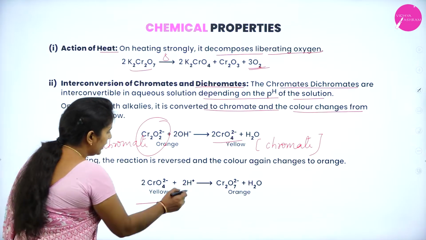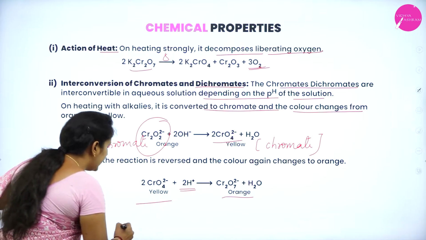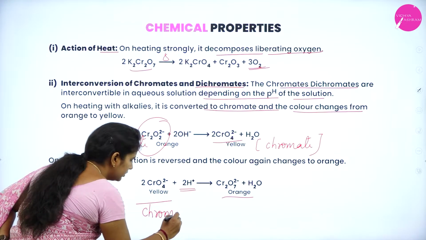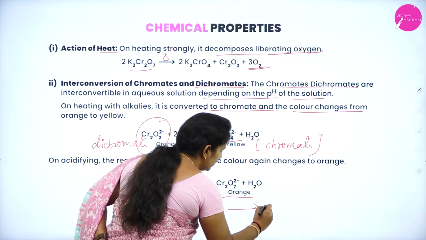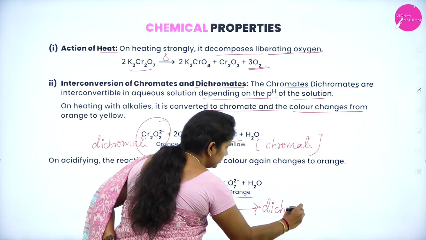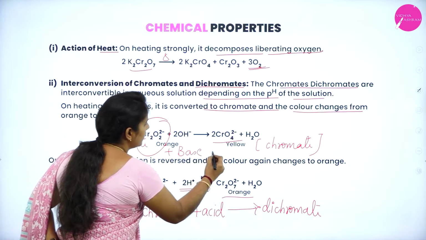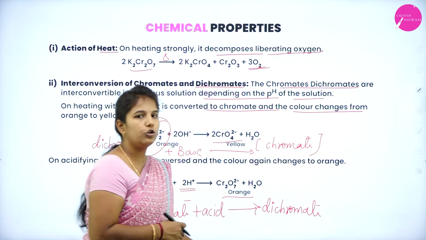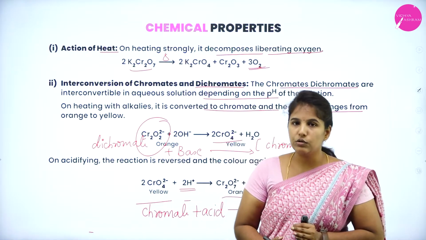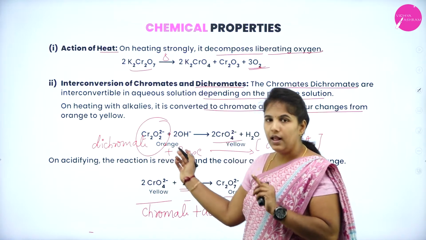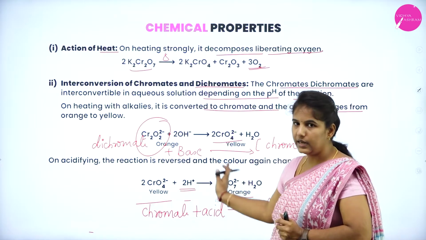Now I take the chromate. If I allow it to react with an acid, it forms dichromate. And when dichromate reacts with a base, it forms chromate. So this indicates that chromate and dichromate are interconvertible. Remember, when you take dichromate and react it with bases, it forms chromate. Similarly, if you take chromate and react with an acid, it becomes dichromate.